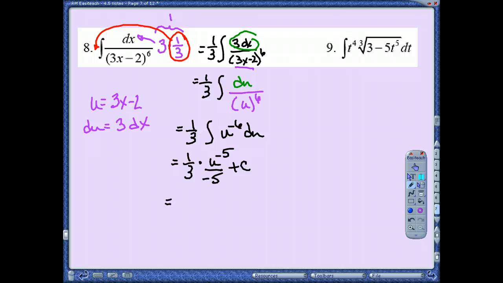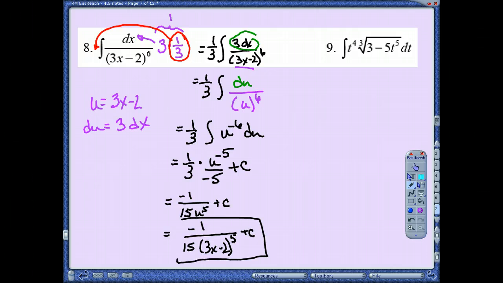And then, of course, we are going to simplify. This u to the negative 5th, I need to bring down into the bottom. So I have negative 1/15 u to the 5th plus c. Don't you dare circle an answer with a u in it. So what was u? 3x minus 2. Don't forget your plus c. Okay, so now that we don't have a u in there, we can box it up because we're ready to go.